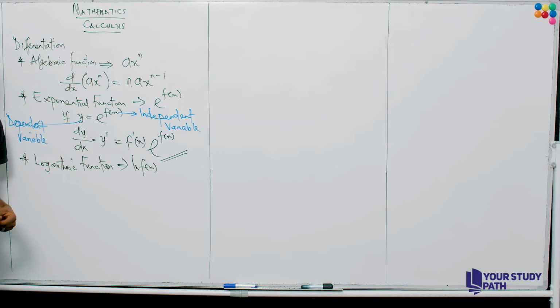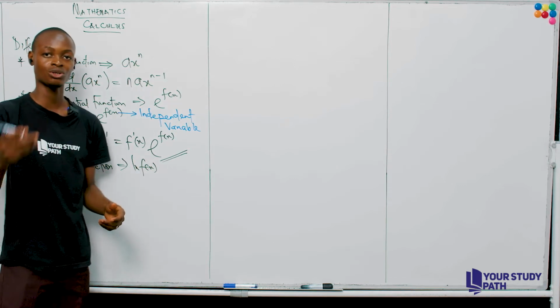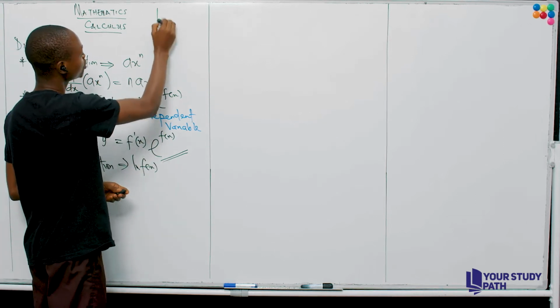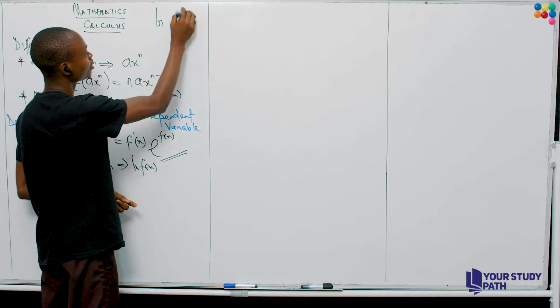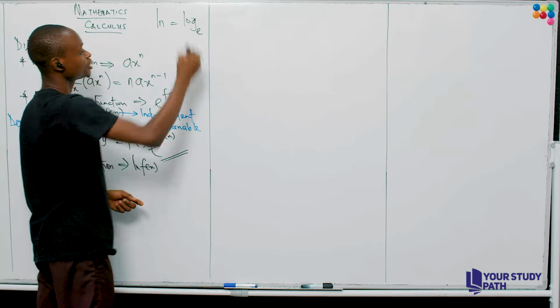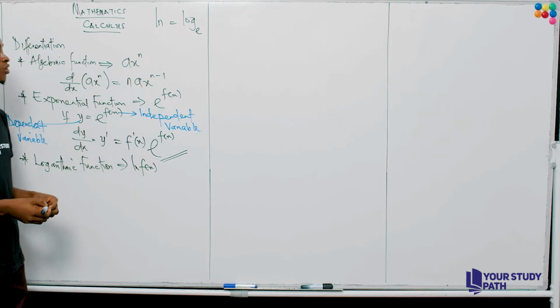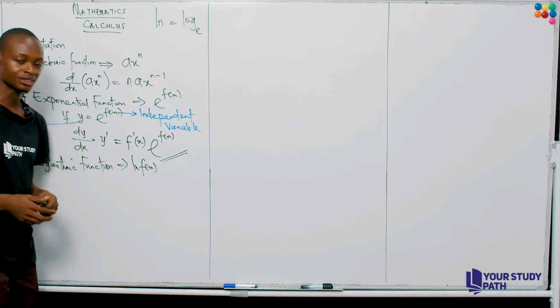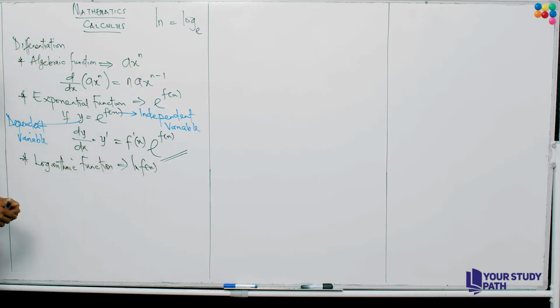That is the logarithm of f of x. Ln just means the natural logarithm, or the logarithm to base e. So when you have ln as a function, you are simply talking about the logarithm to base e, where e is, of course, the number approximately 2.718. Now, how do we differentiate this?